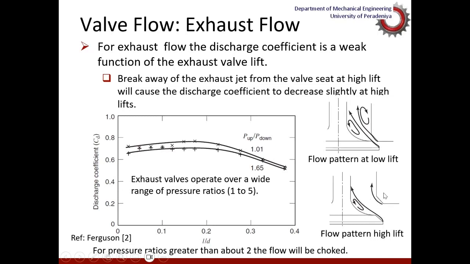So the flow pattern is at high lifts. You can see the separation of the flow from the walls. At low lifts, the flow is attached. Accordingly, you can see at low lifts, CD value is larger as well as almost constant. But due to the separation, when the value of lift is high, then the discharge coefficient starts dropping down.